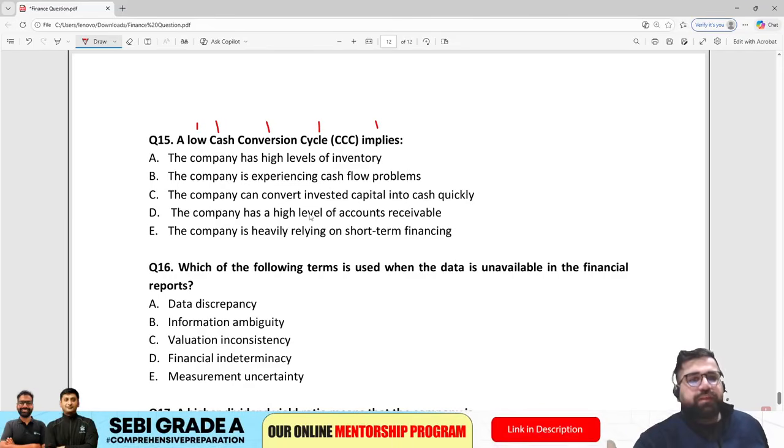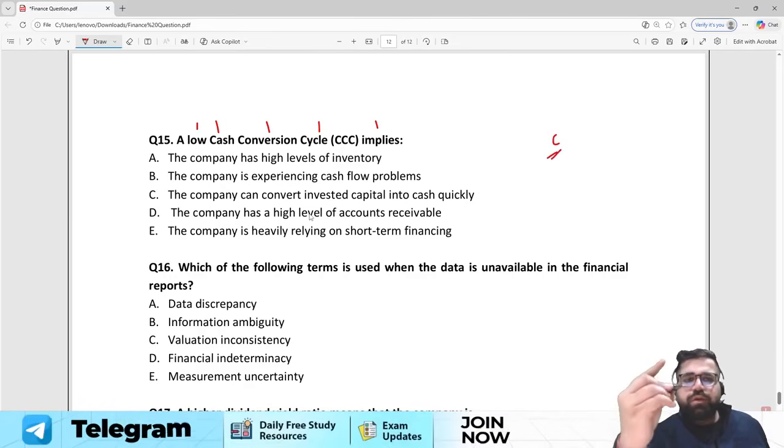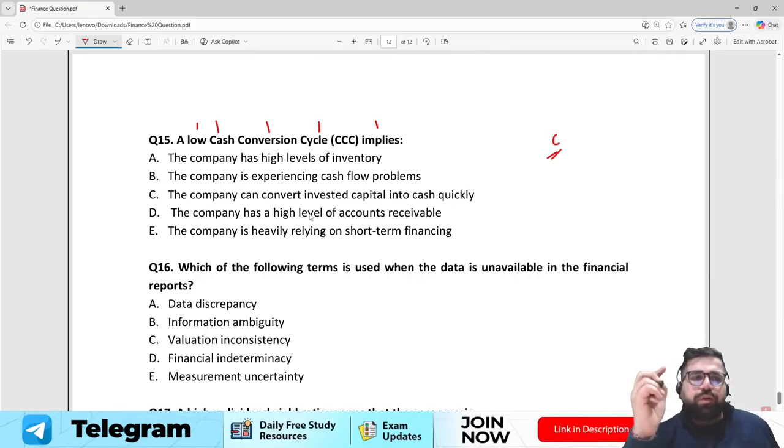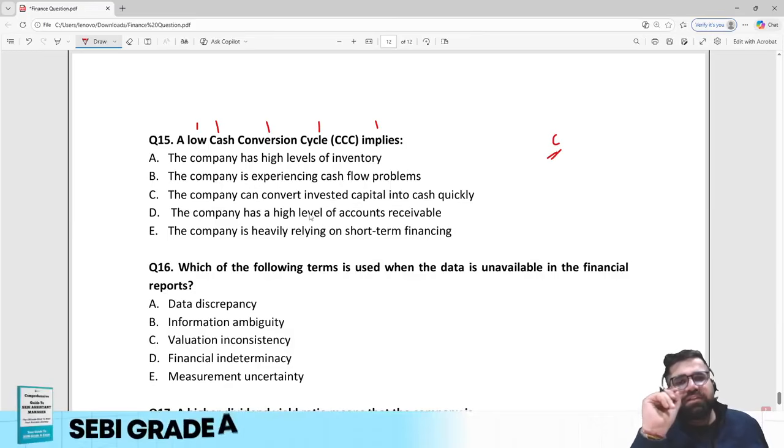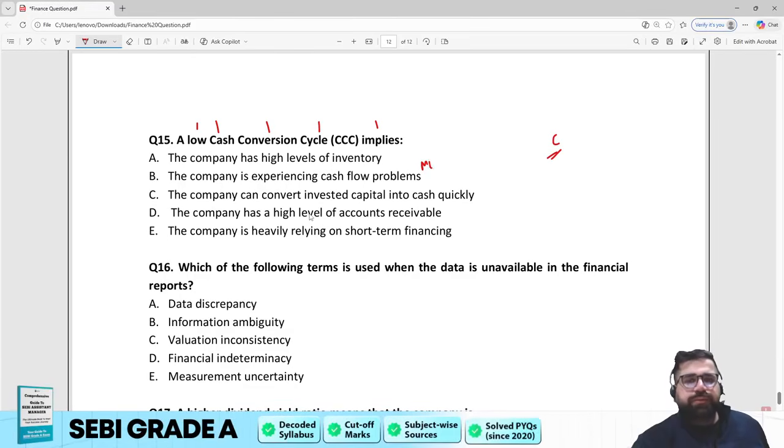The correct answer will be option number C, because when you have a low cash conversion cycle, you can convert capital into cash quickly. You can purchase assets, you can do whatever you want to do. So a low cash conversion cycle basically means that the company can convert invested capital into cash very quickly. Now this is a kind of moderate question because it is based on application.